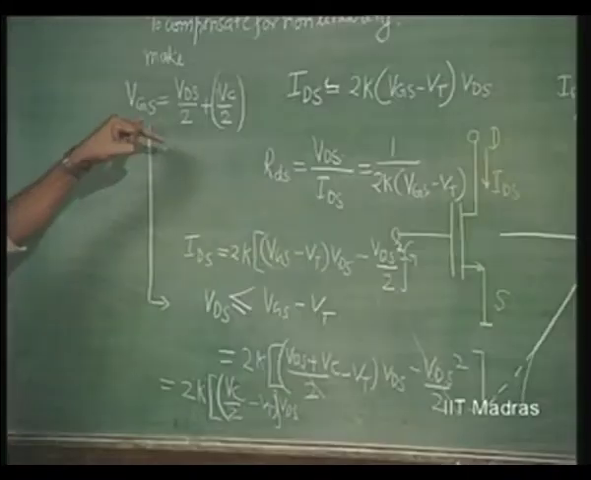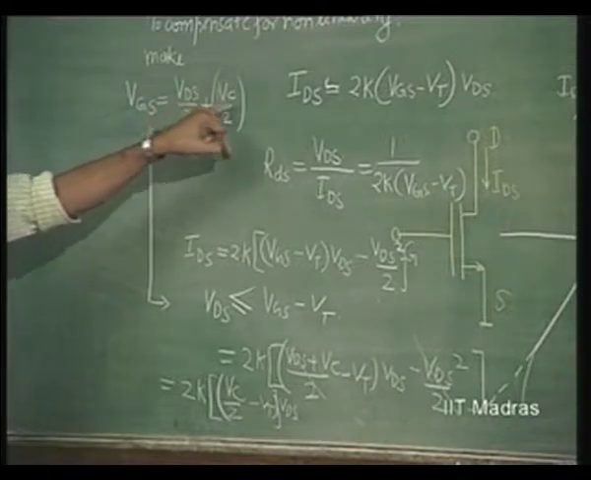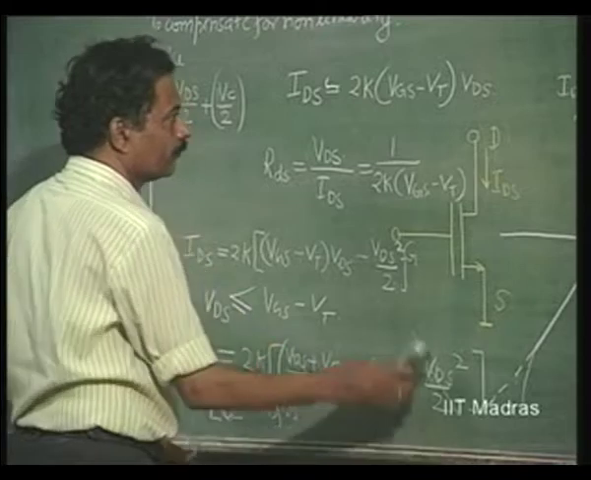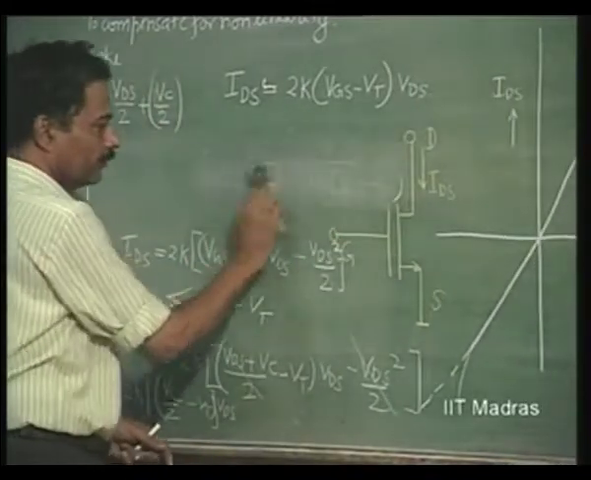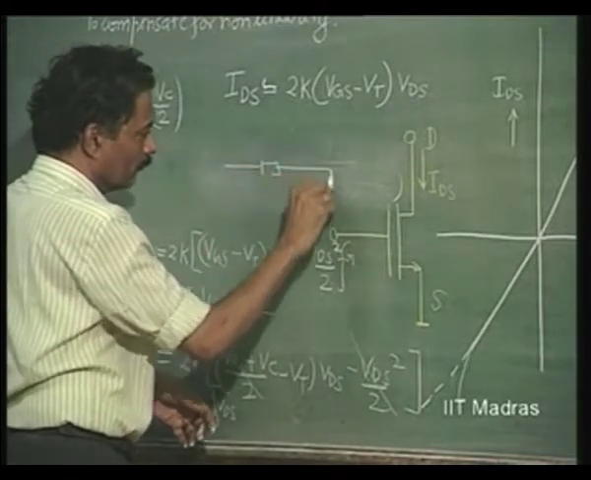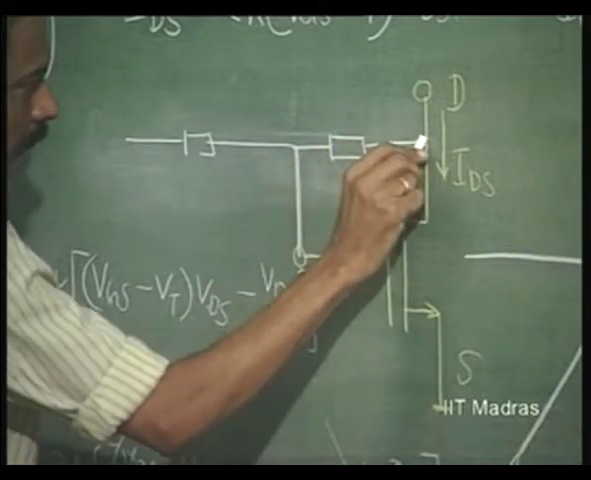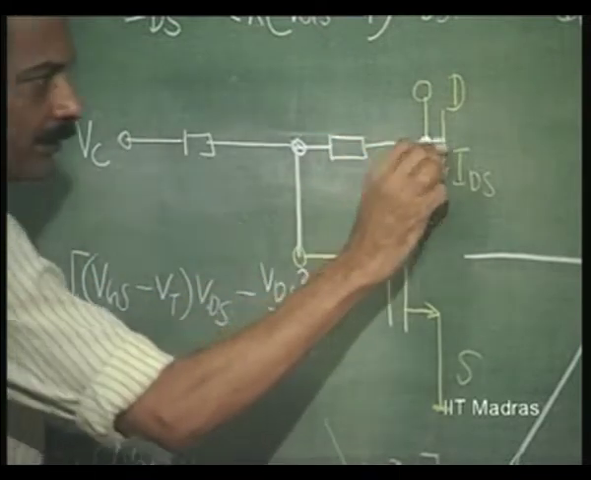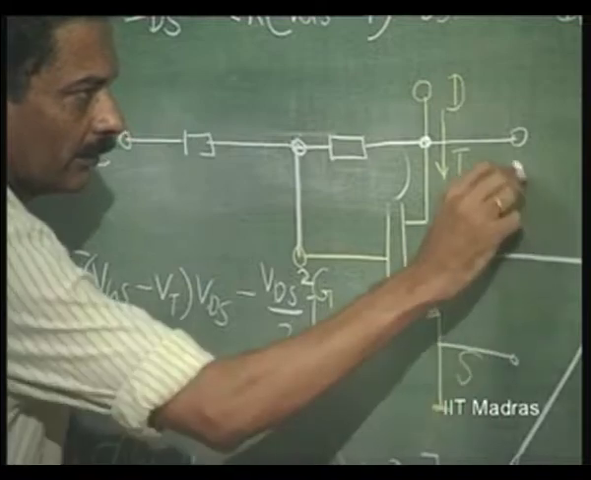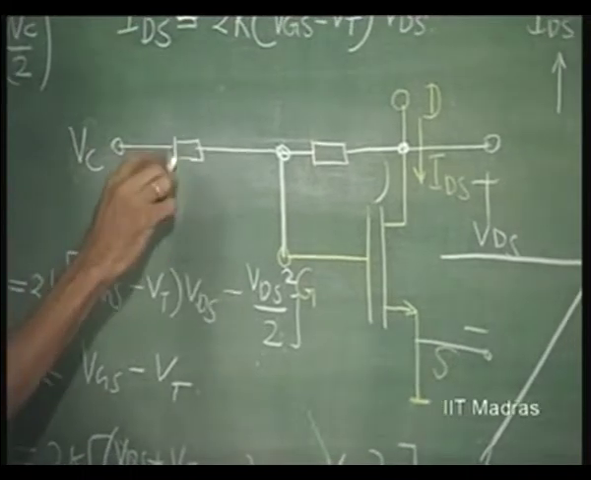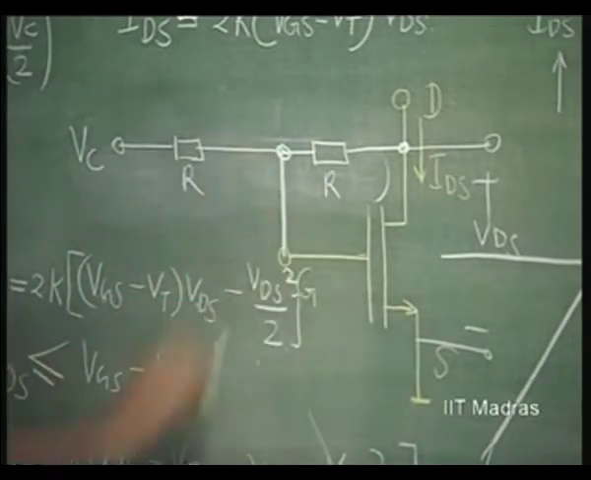Now, what is the circuit that will give you VGS, which is VDS by 2 plus VC by 2? A simple resistive attenuator. Okay? Let us see how it looks like. So, if I use here VC, this is nothing but VDS. This voltage is VDS. This is VC. So, I put equal resistors R and R. This is anyway the gate.